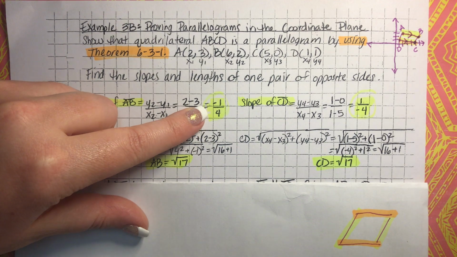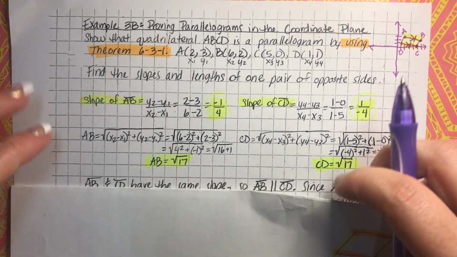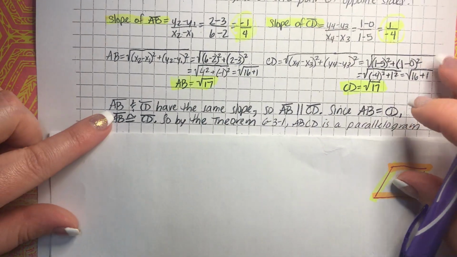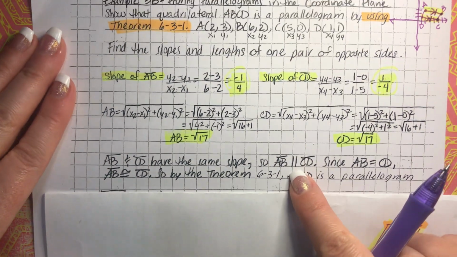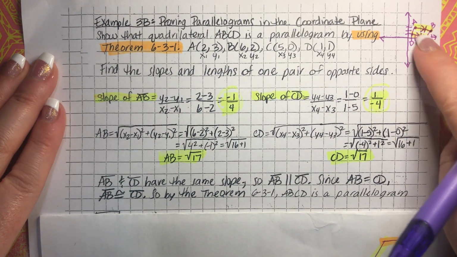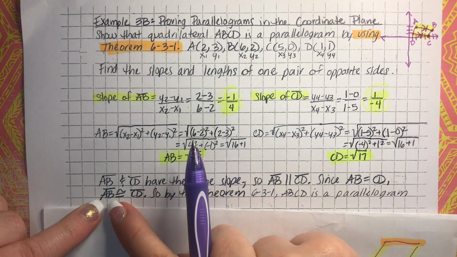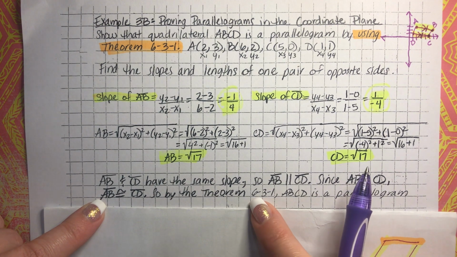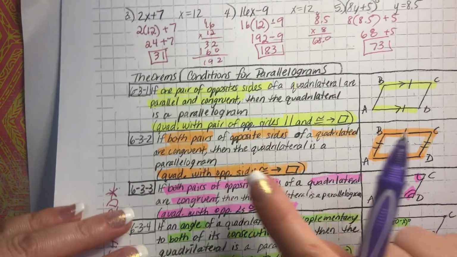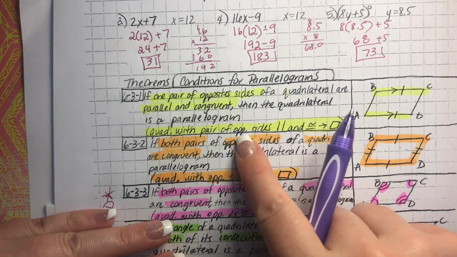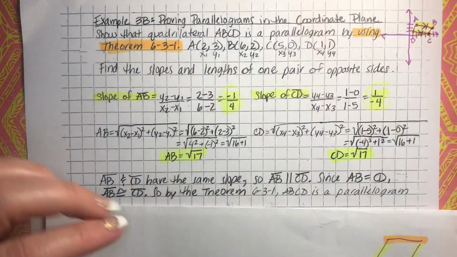So they are parallel, right? They have the same slope and they have the same distance. So line segments AB and CD have the same slope. So that means that AB is parallel to CD, right? And since AB is equal to CD, that means that AB is congruent to CD. So by theorem 6.3.1, ABCD is a parallelogram. And remember that theorem 6.3.1 says that if a quadrilateral has a pair of opposite sides parallel and congruent, then it must be a parallelogram.